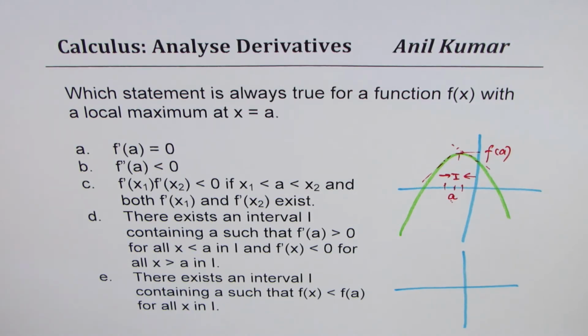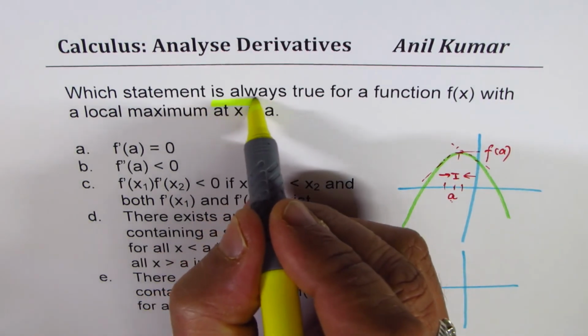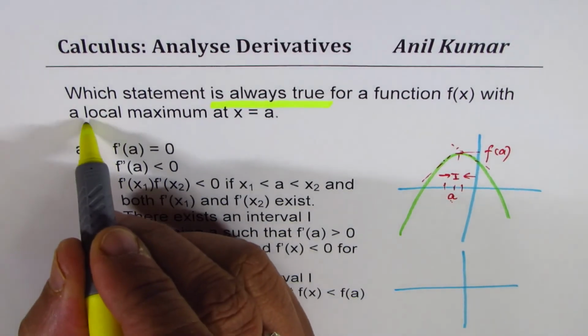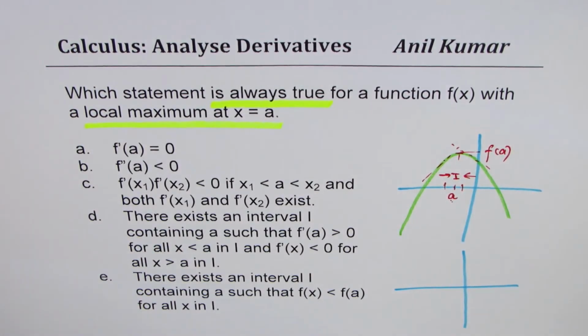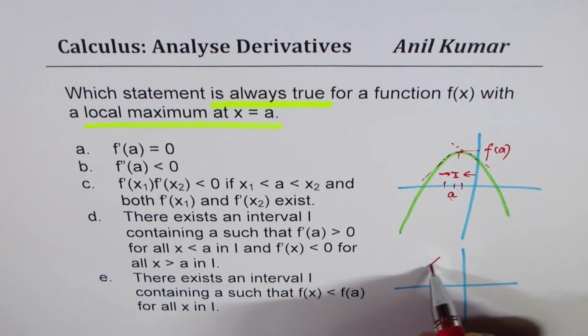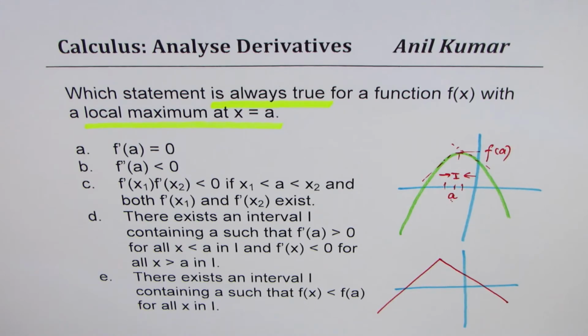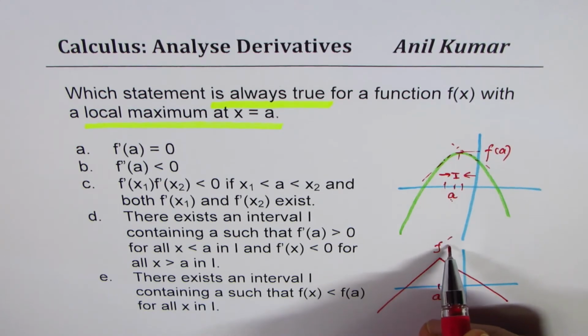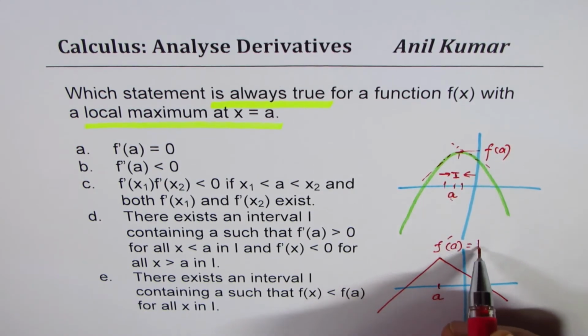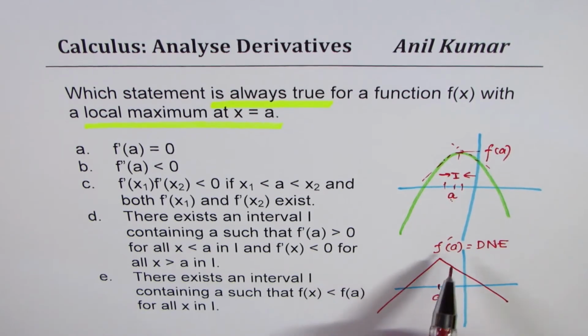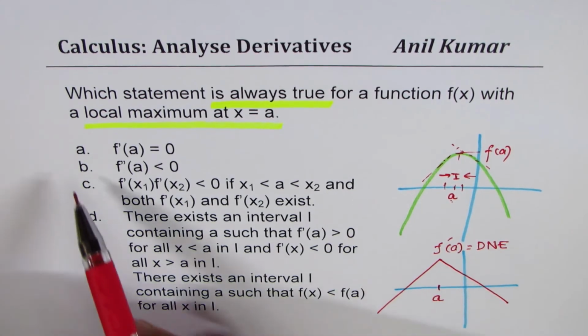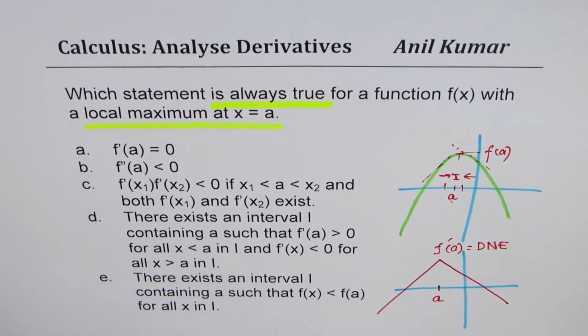However, the question clearly states which statement is always true for this function for local maxima at x equals a. So we need to look for another example which should help you answer the question. Now here it is. Think about this example. Now what is the derivative at a? You can clearly see that the derivative of the function at a does not exist. Since the derivative does not exist, A, B, C, D is not relevant. Do you get the idea? Derivative does not exist at a.